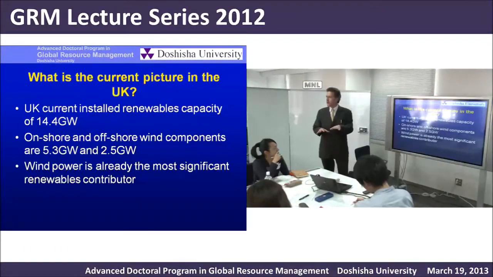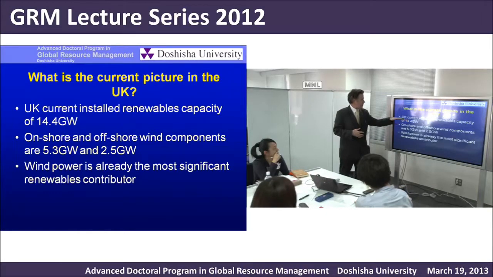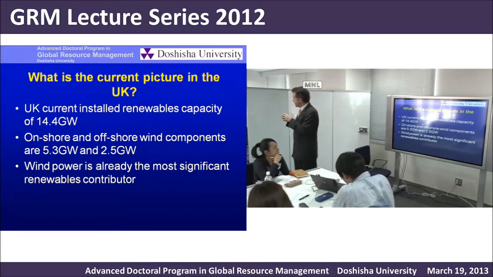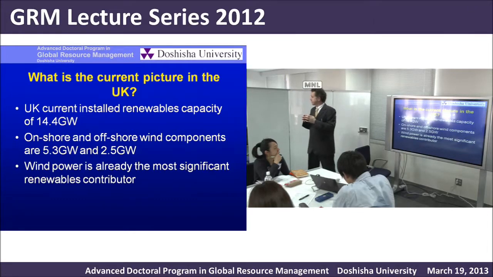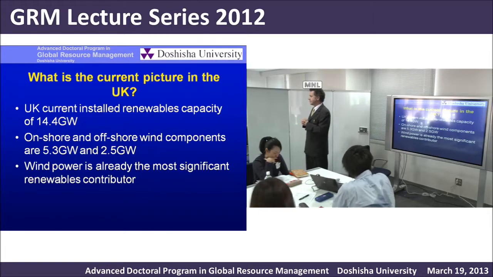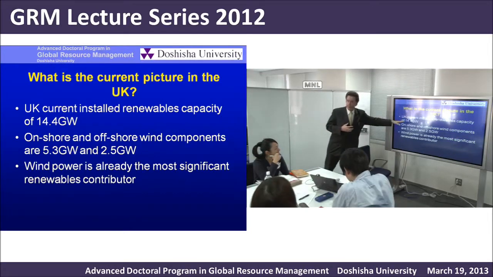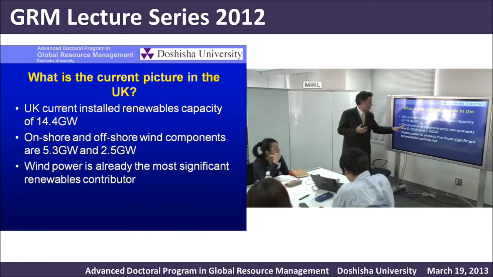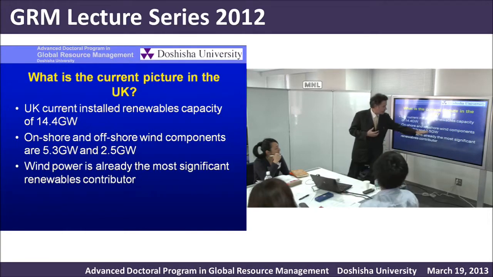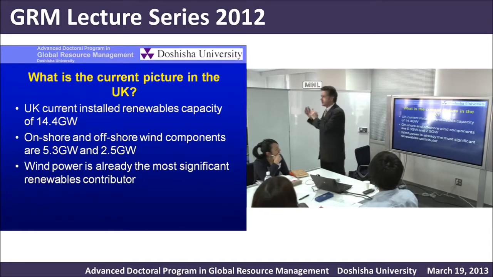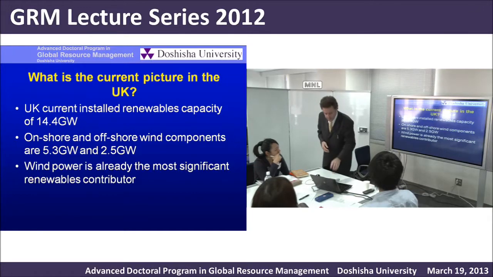So where do we stand now? Already we have 14.4 gigawatts of renewables overall in the UK. The maximum demand for electricity in the UK is 60 GW. 60 gigawatts. Same size as Tokyo Electric in Japan. Yes, Tokyo Electric, about 50 to 60 gigawatts. So it gives you an idea, that's quite big. Onshore, at the moment, is the biggest, 5.3, offshore 2.5 already. So already now, wind power is set to become the big player in renewables.